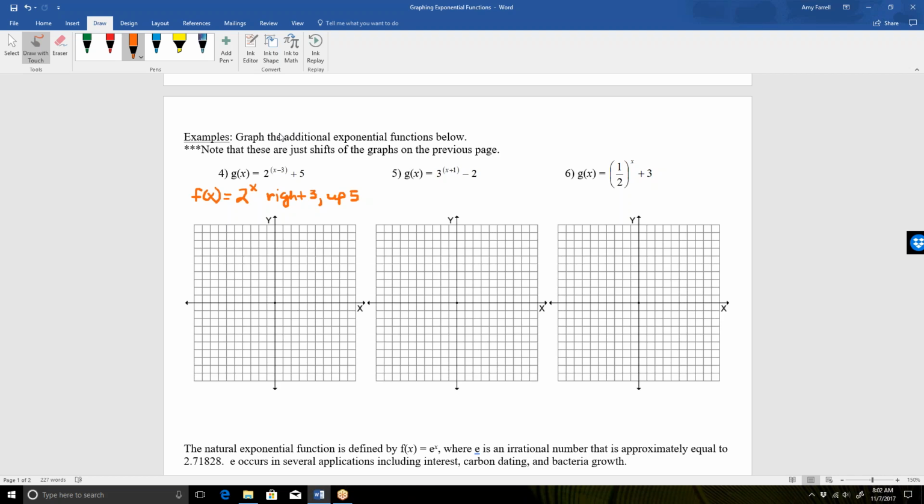Now we're also going to shift the asymptote. Now our asymptote is a horizontal line. You can't move a horizontal line right 3. Okay, it's a horizontal line, it extends indefinitely in both directions. But you can move it up 5. So we are going to move our asymptote up 5.